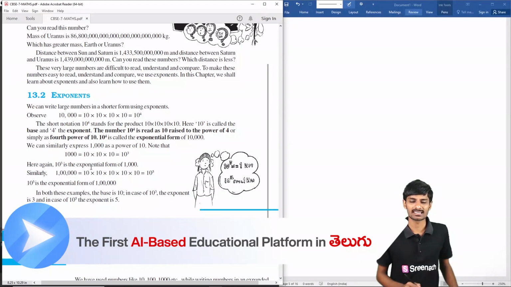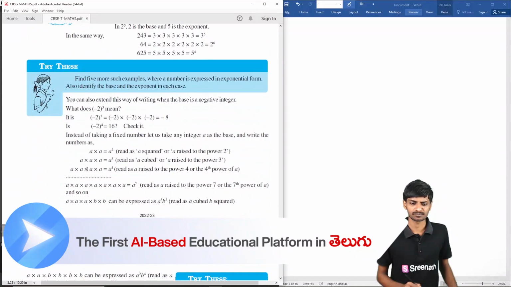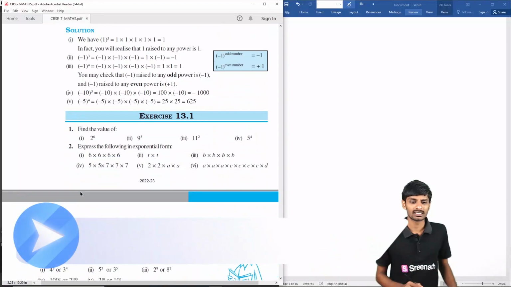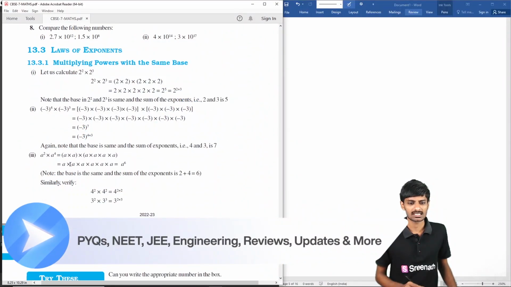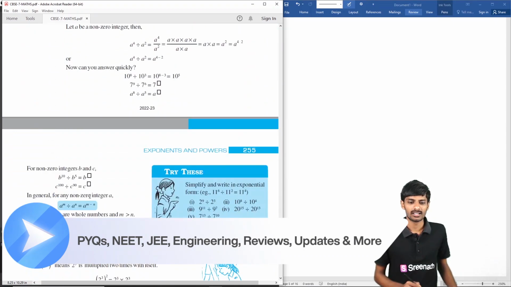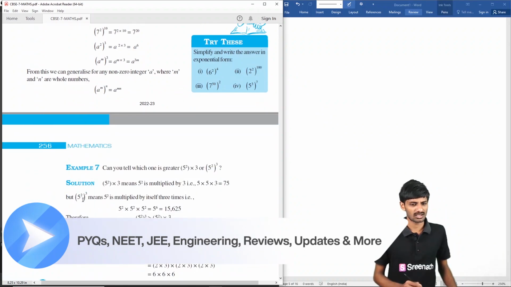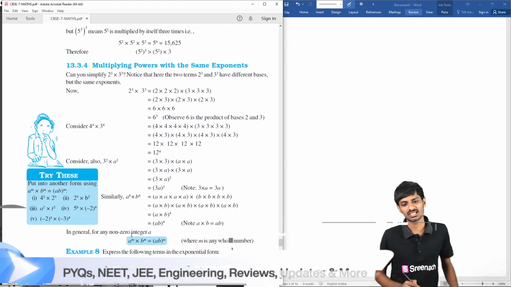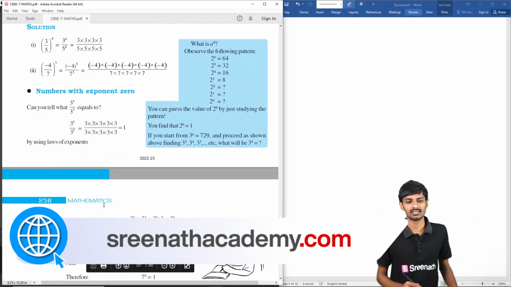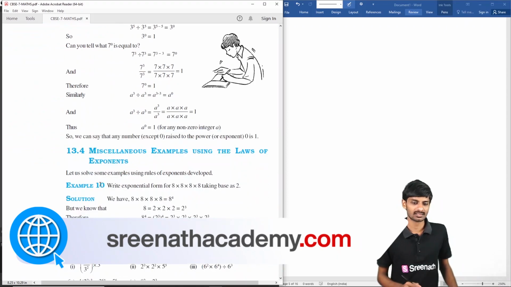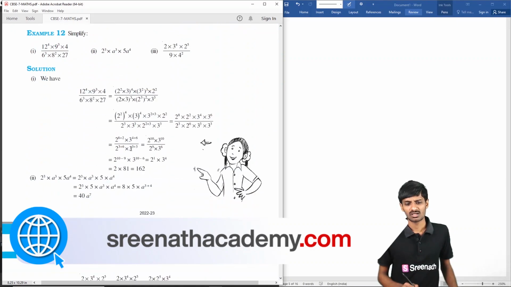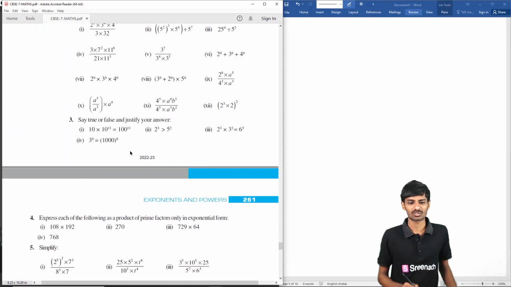So the term is called exponents. We are going to discuss that, and after completing the exponents, we are going to discuss the laws of exponents. There are some laws for exponents, and we are going to discuss all those laws, students. Multiplying powers with the same exponents, dividing powers with the same exponents, numbers with zero exponent, and some examples using the laws of exponents. We are going to solve many problems in this chapter, students.